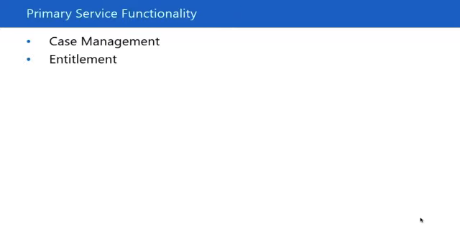Then we also have entitlements. An entitlement represents a contract that a customer has purchased from you for a certain number of allotments. The allotments could be a certain number of cases or even a certain amount of time that they get with you to be able to have support.